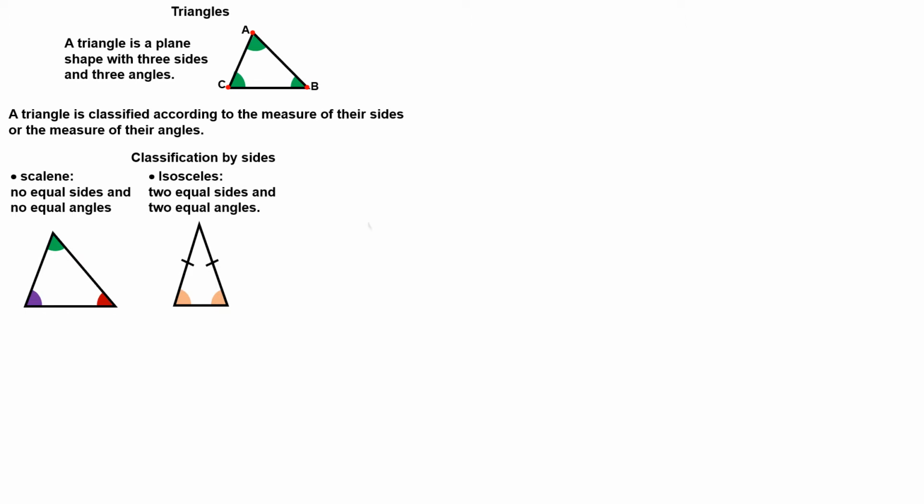An equilateral triangle has 3 congruent sides and 3 congruent angles. Equilateral triangle: 3 equal sides and 3 equal angles.